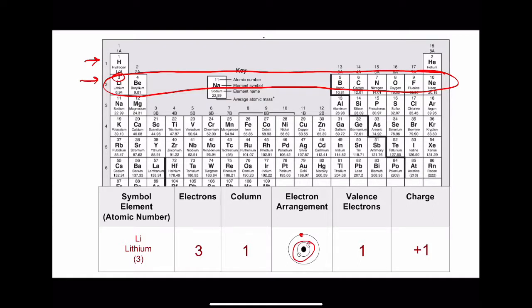Lithium will give up its one valence electron to end up with a full inner shell. And if it does that, we saw the same thing we did with hydrogen. Hydrogen was neutral. We gave up one negative charge, and therefore when we subtract a negative, we end up with a positive. So the charge on lithium is +1.